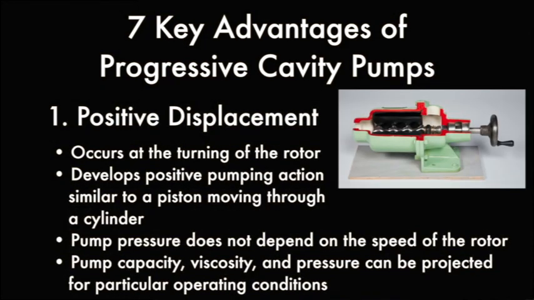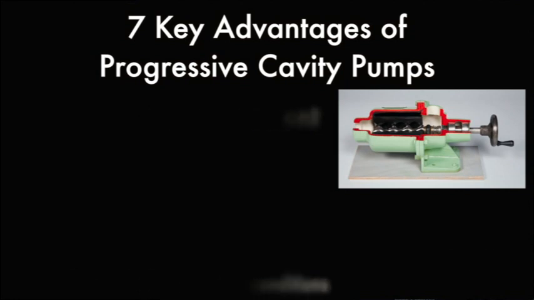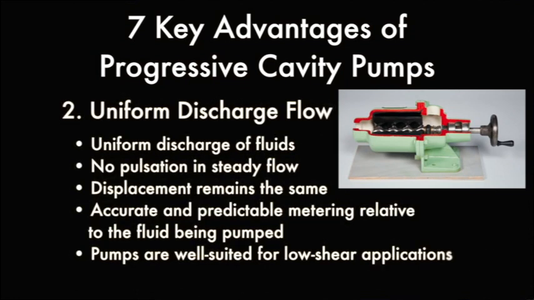This occurs at the turning of the rotor, which develops a positive pumping action similar to a piston moving through a cylinder. The pump pressure developed does not depend upon the speed of the rotating rotor. The capacity of the pump, the approximate viscosity, and the pressure can be projected for particular operating conditions. The second advantage is uniform discharge flow.